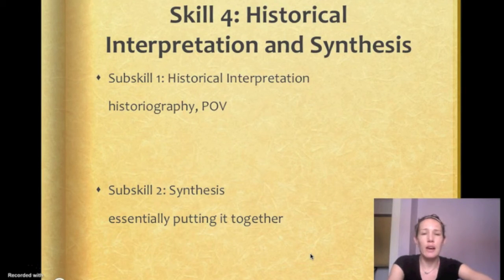Okay, last but not least, the last historical thinking skill for AP World is historical interpretation and synthesis. Again, they break it up into two sub-skills. So first is historical interpretation. Now, for me, historical interpretation is really a lot like a skill that I acquired when I was in college and grad school, and that's historiography. I don't expect you to know what historiography is, and it's complex, but essentially historiography is the history of writing about history.